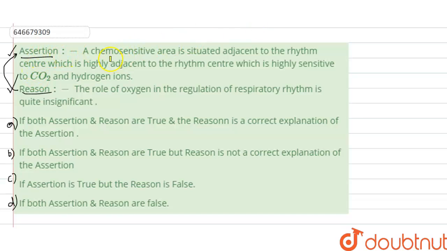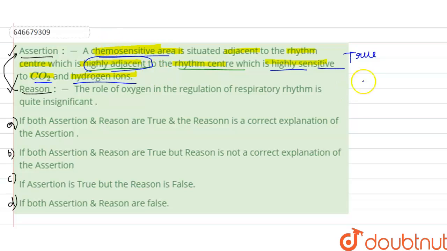What the assertion says here: a chemosensitive area is situated adjacent to the rhythm center, which is highly sensitive to carbon dioxide and hydrogen ions. So what is saying in the assertion, a chemosensitive area is situated adjacent to the rhythm center. Yes, this statement is absolutely true, because a chemosensitive area is present adjacent to the rhythm center. It is very close to the rhythm center, and they are very highly sensitive to carbon dioxide and hydrogen ions.